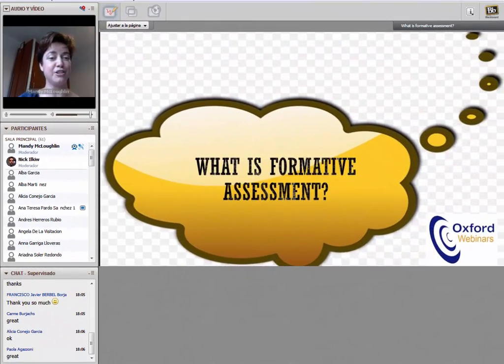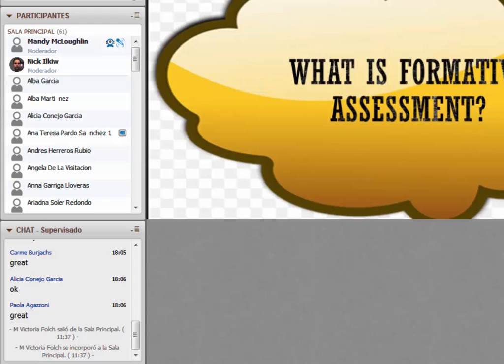I'm going to give you a definition, but before I just give you the definition, I'd like you to tell me very briefly, because the chat doesn't really have enough room for very long answers, what do you understand by formative assessment? If you've attended a webinar that says planning for formative assessment, what are you expecting me to be talking about today? So any ideas that you have, you can type them into the chat, okay?